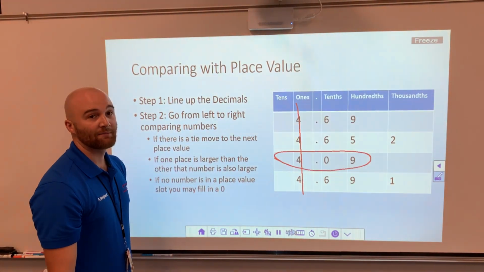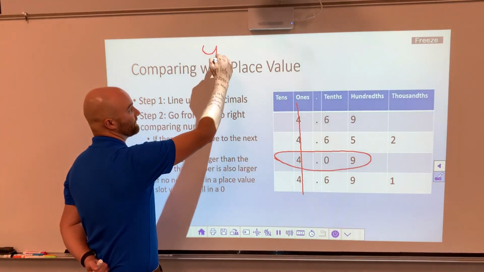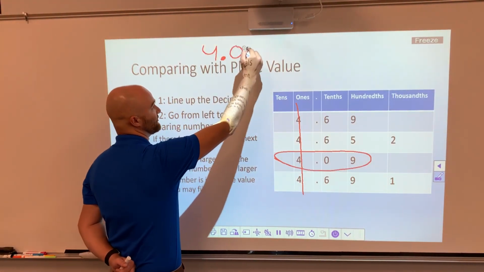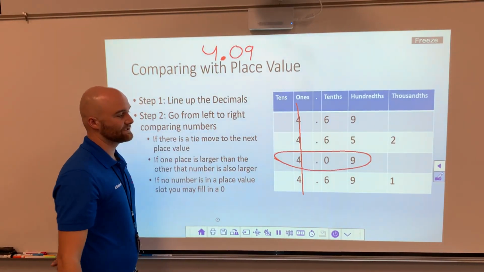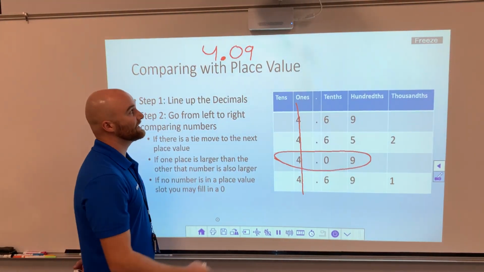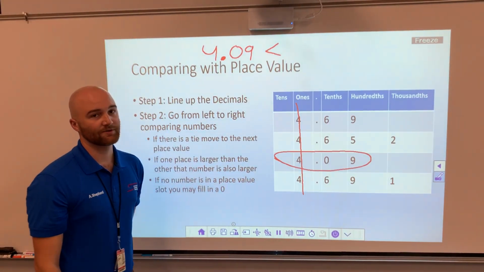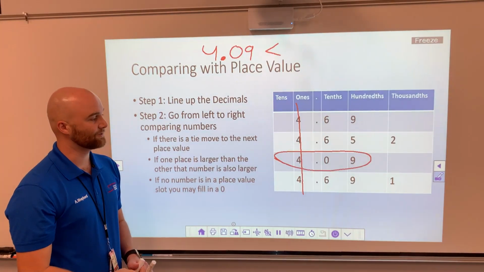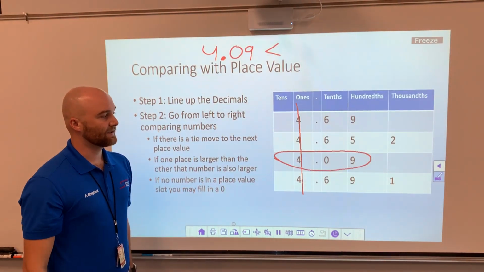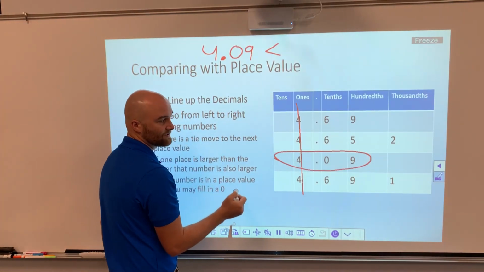So if I was writing these in order, I would write 4.09 is the smallest. It's going to be less than all of the other numbers. And I'm going to use that less than symbol. Let's try another one. So I see, okay, let's go back. I see this is the smallest number.